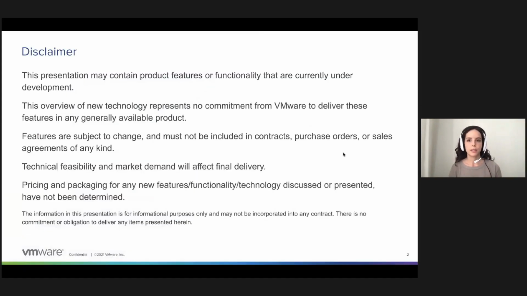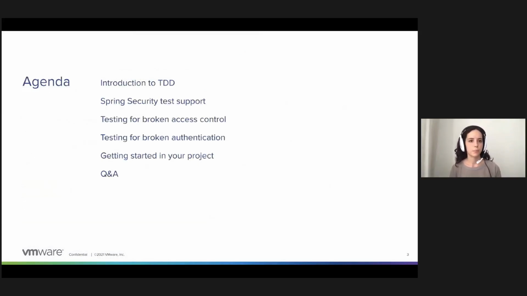I'll start off with a quick disclaimer in case I mention anything that's still under development. And the agenda for today. We're going to start off by catching everyone up to speed on what test-driven development is. We'll then start writing some tests and introduce the Spring Security test support. We'll write some tests in our application testing for broken access control, as well as broken authentication. And then finally, I'll suggest some ways that you might be able to get started with test driving security in your project.